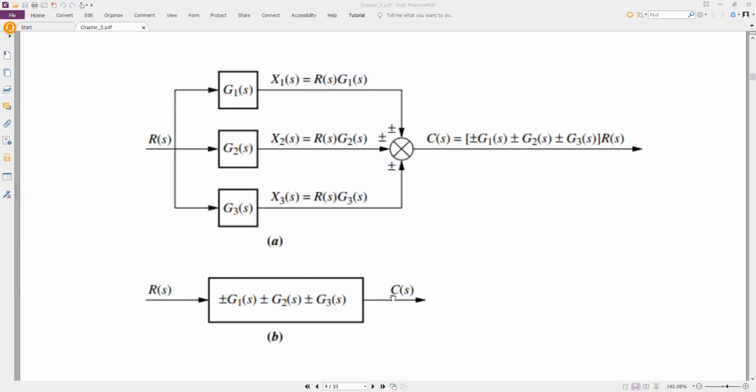So remember, for the cascade, the final output would be the multiplication of the individual blocks. And for the parallel subsystems, the final result, that means the output, would be the summation. G1, G2, G3, those will be summed here. So for the parallel, it will be summation, and for the series, it will be cascaded.